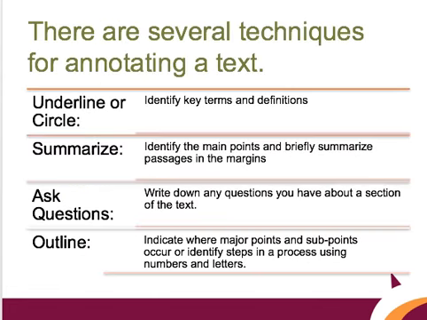There's several ways of doing this, and again, pick the best one for whatever's best for you. There's no right or wrong way. You can underline or circle things, key terms or definitions. You can summarize either on the margins or at the end. Ask questions, write down questions, and you can also outline. Just as you can do an outline for your own work, you can outline the text that you're reading.